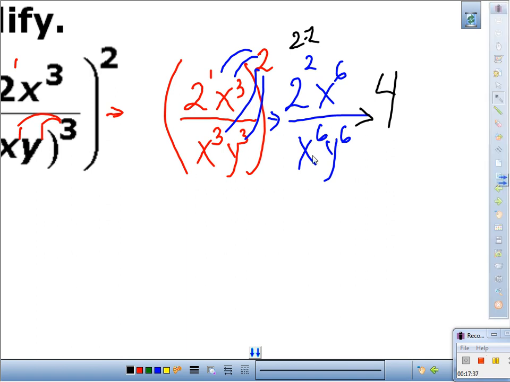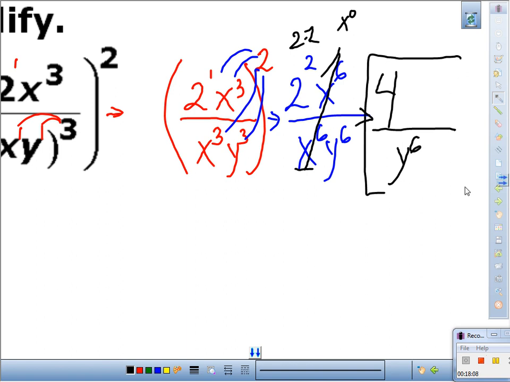Question, is x to the 6th the same base as x? Yes. So what happens to the exponents? They subtract, becomes x to the 0. Let me just show it, x to the 0. What is x to the 0? A giant 1. So what is 1 times 4? 4. So do we need to write the 1? No. So what's the only thing that's by itself that has no other partners or bases? Y to the 6th. Where is it at? In the denominator. It stays in the denominator. And we're done. Hands if you got that.